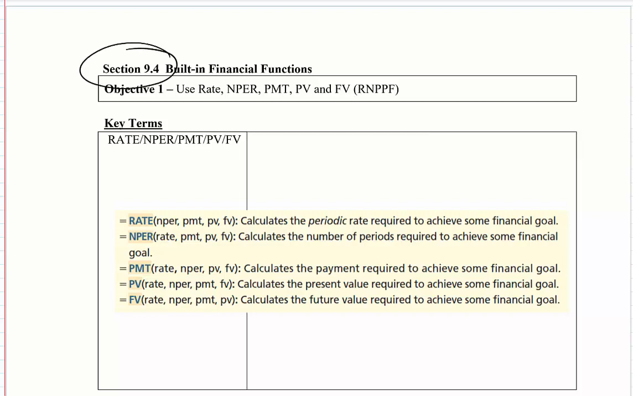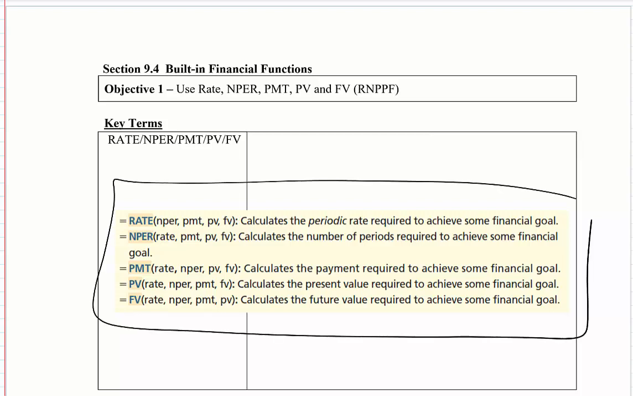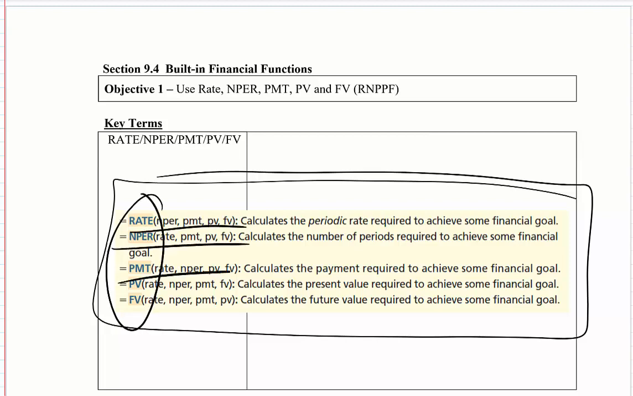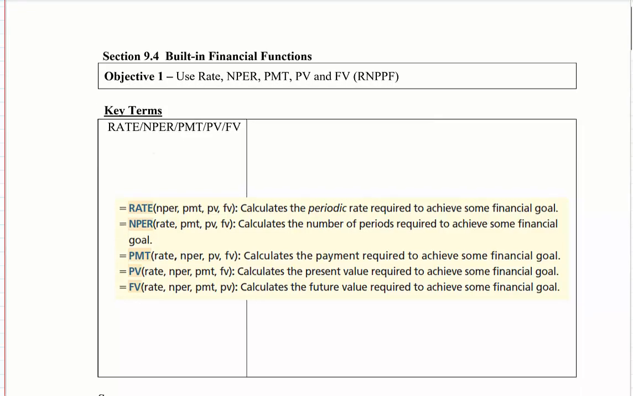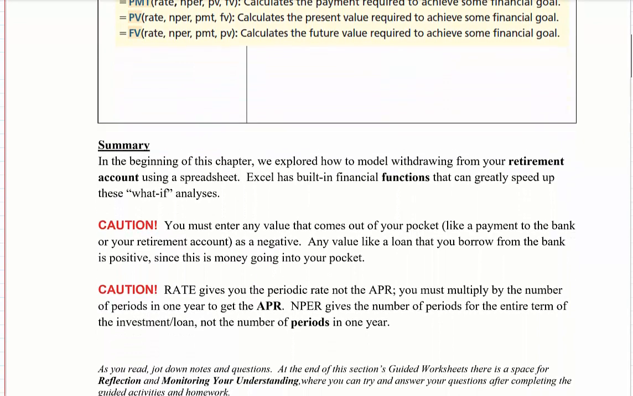We are in section 9.4, and I took the liberty of copy pasting this from your e-text right in here because I really want to emphasize that it is very important that you copy down these Excel functions because they're surprisingly easy to use once you get the hang of them. So if they're a little intimidating at first, I would ask you, please be patient. Let me show you several examples. They're actually really convenient formulas.